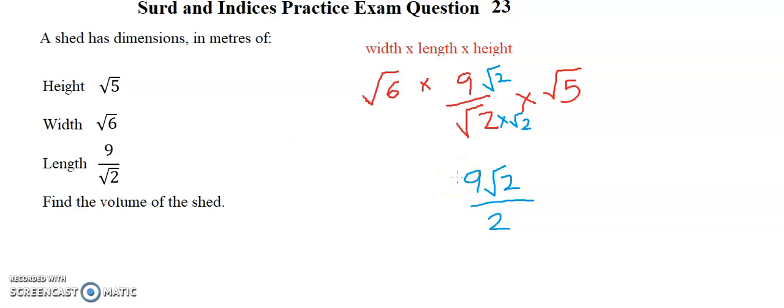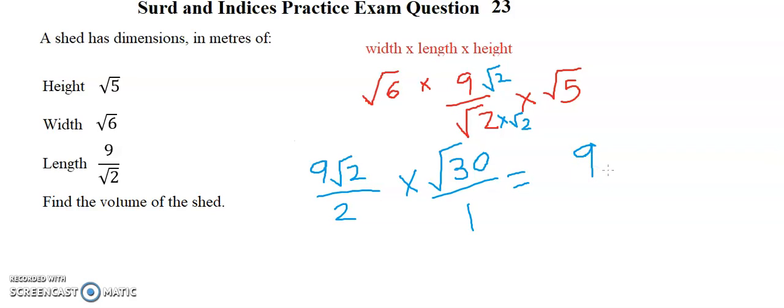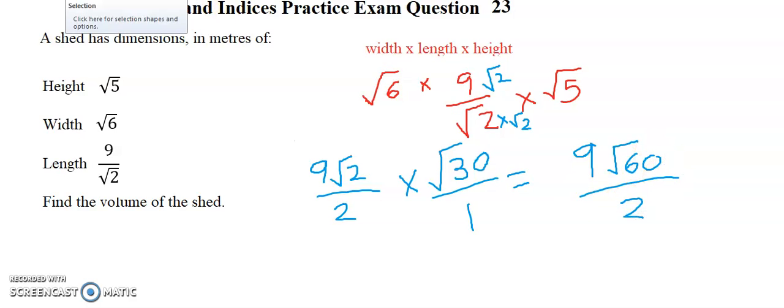Now the next thing I think about here is I've got square root of 6 times square root of 5. 5 times 6 is 30. So I always think that when I'm multiplying, square root of 30 is the same as square root of 30 over 1. So the next step is I'm going to multiply my numerators together. So I'm going to have 9, and square root of 2 times square root of 30 is square root of 60, divided by 2. So I need to look at my factors of 60.